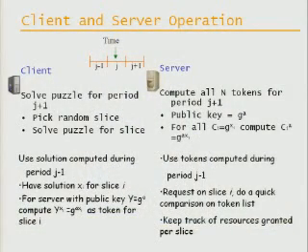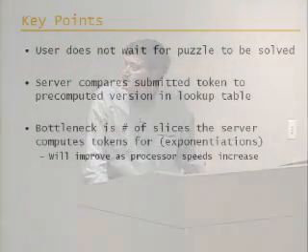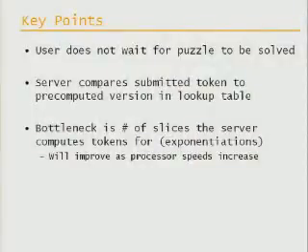So I've been through this. Right. So I talked about most of this. The bottleneck here is the number of slices that the server computes tokens for. That uses computing time and it uses space. As processor speeds improve and memory gets bigger, you're going to increase the number of slices. That makes the scheme get better. You crank up the puzzle difficulty to compensate for Moore's law. So this gets better. All right.